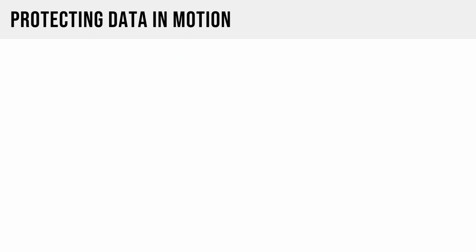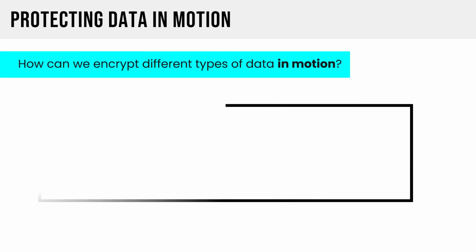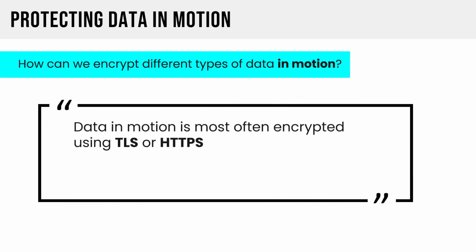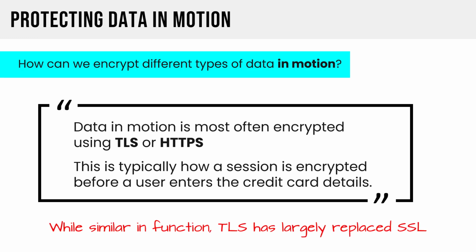We also need to be familiar with how to protect data in motion. So how do we encrypt data in motion? Well, most often data in motion is encrypted using transport layer security, TLS, or HTTPS, as you'll hear it referred to. And this is typically encrypting a session before a user enters sensitive details like credit card information. Now, while that's similar in functionality to SSL, TLS has largely replaced SSL in the last few years.